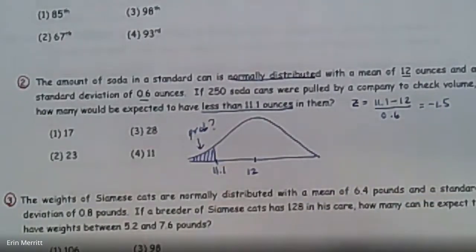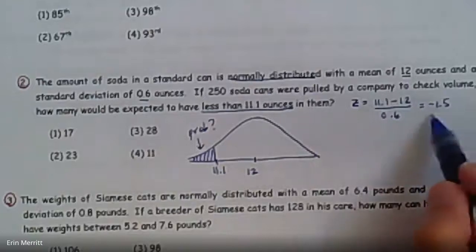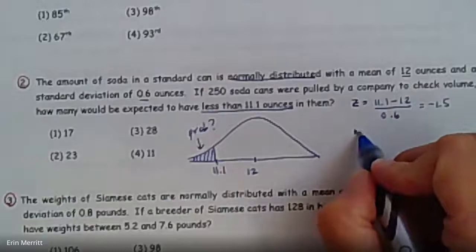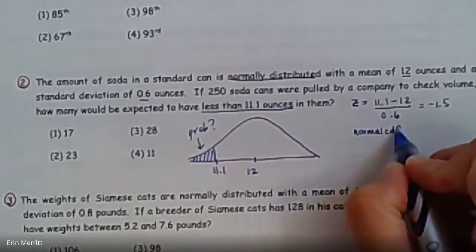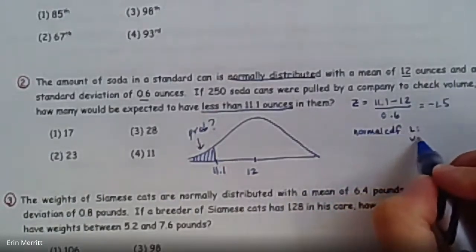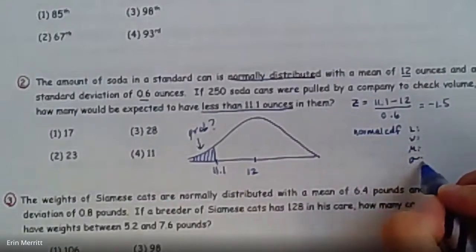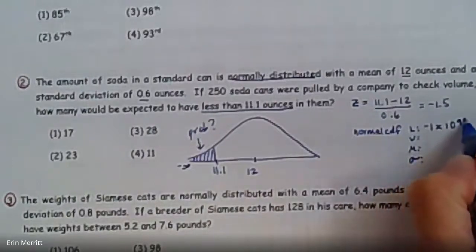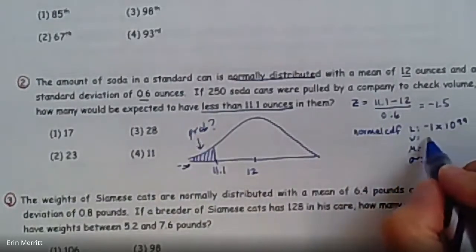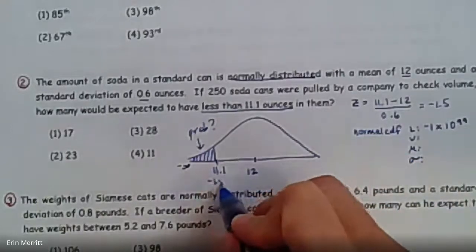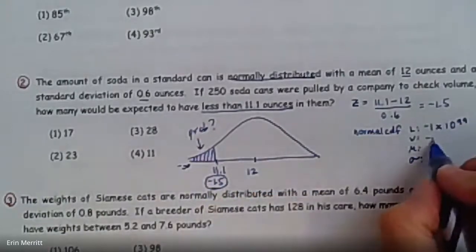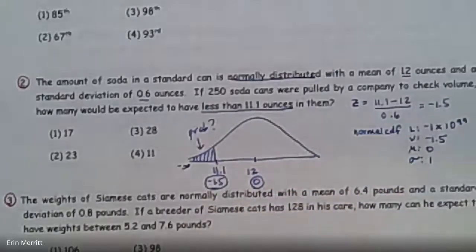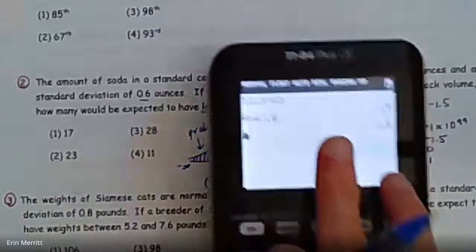So you have an option. You can use the chart, or just for the sake of what if this hadn't been pretty, how do I do it? This is where you can use the calculator. You would do a normal CDF: your lower bound, upper bound, mean, and standard deviation. The lower, I'd be going from negative infinity, so negative 1 times 10 to the 99th power. Then I would go up to my z-score of negative 1.5. Their mean would be 0, standard deviation is 1. So let's find the probability you're between those two things.